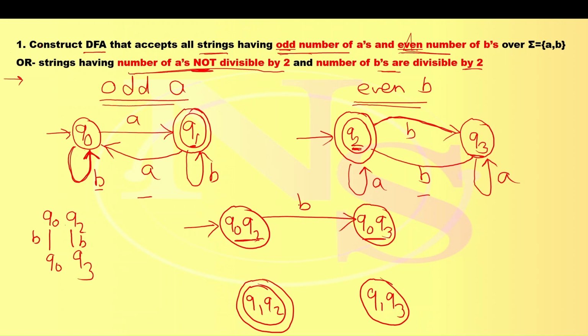If we check in the reverse way, that means Q3 to Q2, if we check the second sub-problem, Q3 to Q2, the transition is for B.